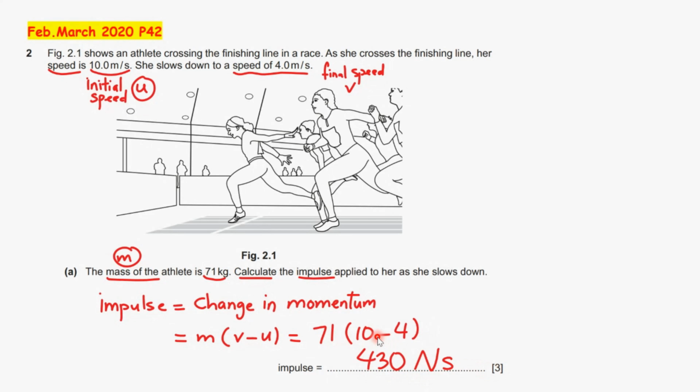This question has 3 marks. 1 mark for showing the link between the impulse and the change in momentum, 1 for the correct substitution, and finally 1 for the correct answer with the unit.